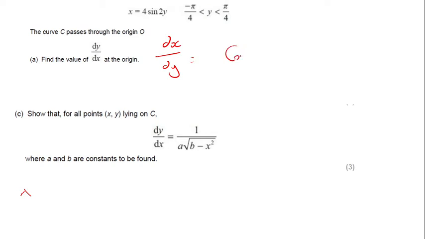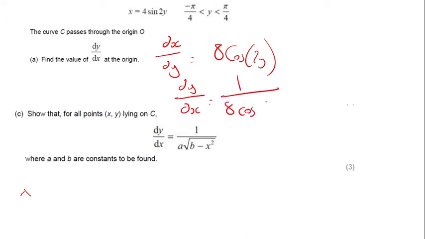Okay, sine turns into cos, keep 2y, and you normally times by the y coefficient, but because we've got the 4, that makes it 8. dx over dy, we flip it over to be dy over dx, to be 1 over 8 cos 2y. This is important, we might need this later.